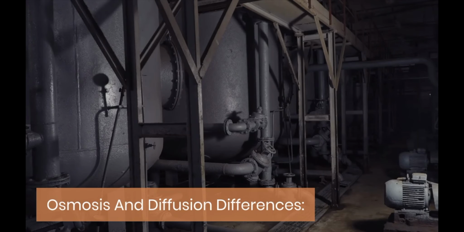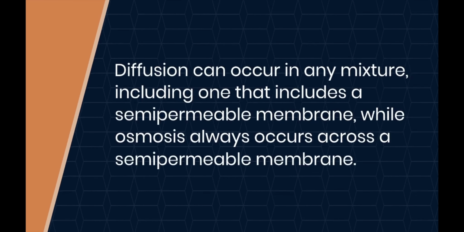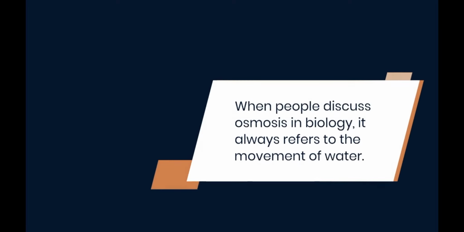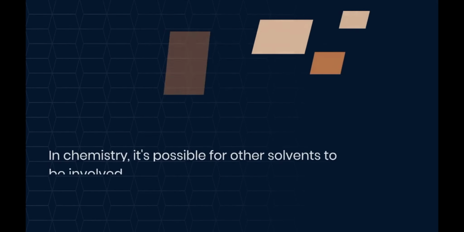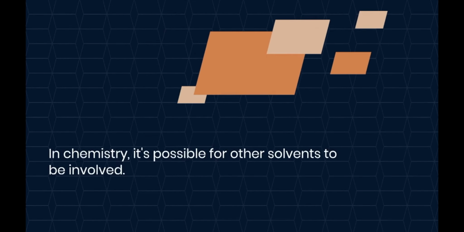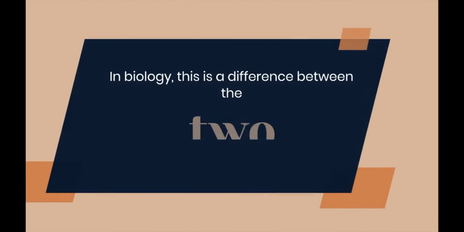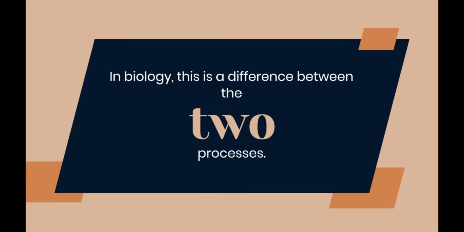Osmosis and diffusion differences. Diffusion can occur in any mixture, including one that includes a semi-permeable membrane, while osmosis always occurs across a semi-permeable membrane. When people discuss osmosis in biology, it always refers to the movement of water. In chemistry, it's possible for other solvents to be involved. In biology, this is a difference between the two processes.